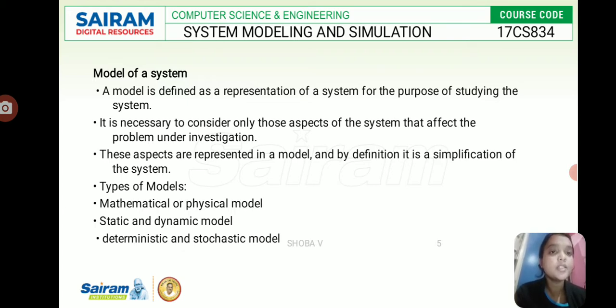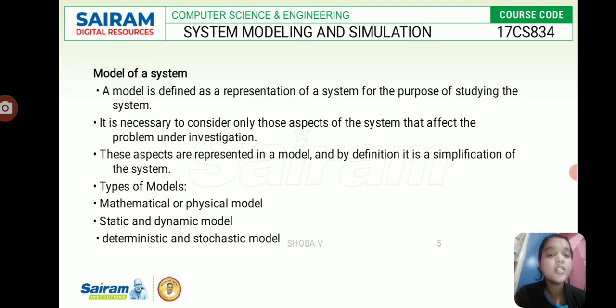Analysis tool in the sense we can easily predict the previous existing system's behaviors and all. We can easily predict how effectively the changes happen in that previous system. And if it acts as a design tool, it is easy to analyze the performance of a new design process. So these aspects are represented in a model, and by definition it is a simplification of the system.